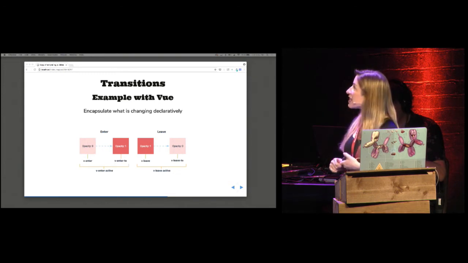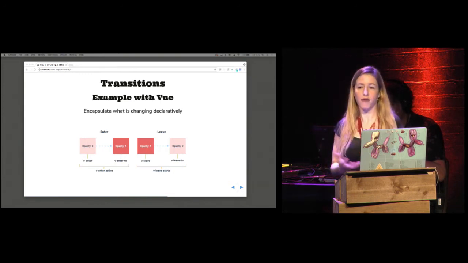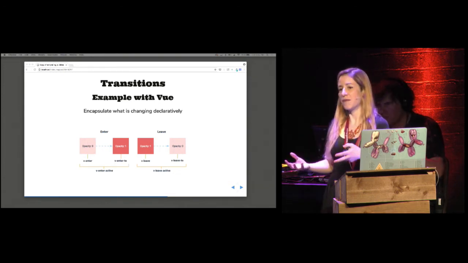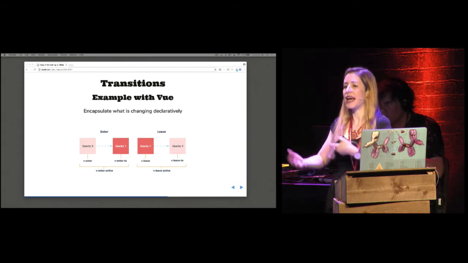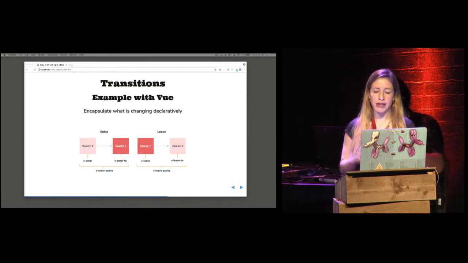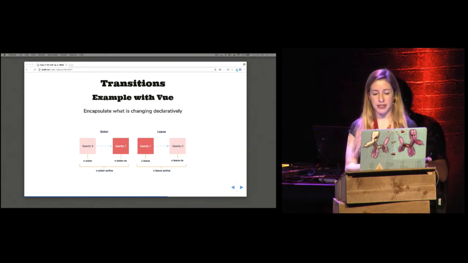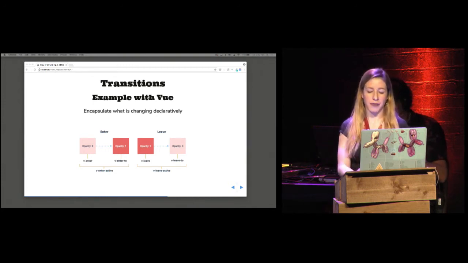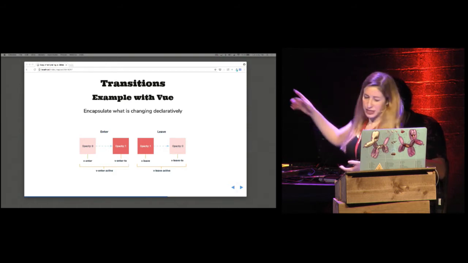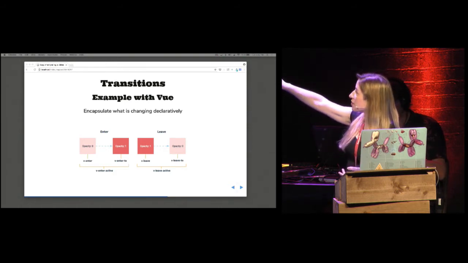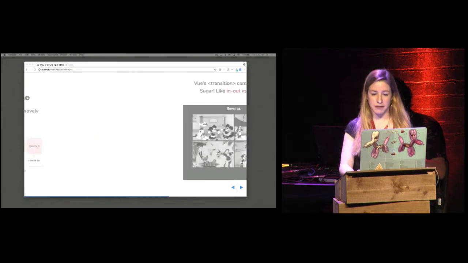And so this is a really nice declarative way to manage state, but also progressively add JavaScript. Here you see two ways of describing the changes that we can hook into, the enter and leave states, and the hook for when the transition is occurring, which is the v-enter-active and v-leave-active.